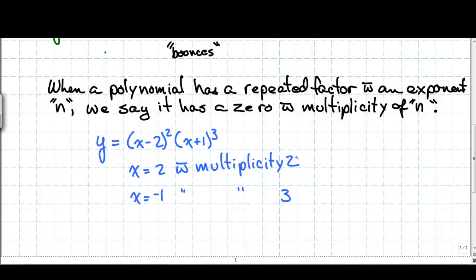Multiplicity of 2, the sign stays the same, so it's going to bounce, let's say, and a multiplicity of 3, the sign is going to change, and we saw that up above where the graph is going to come in, cross at negative 1, and bounce like that. And this one is going to come in at 2 and bounce. Okay, the sign of the function is going to stay the same.